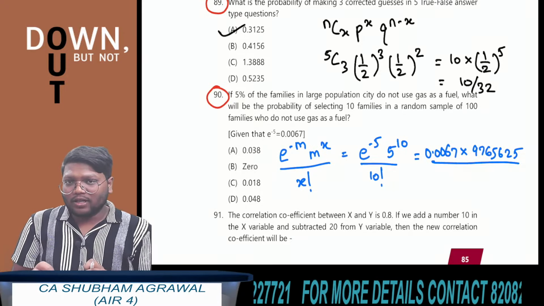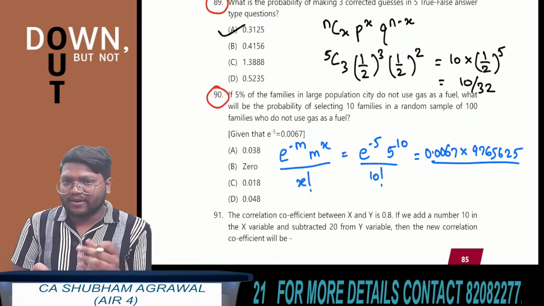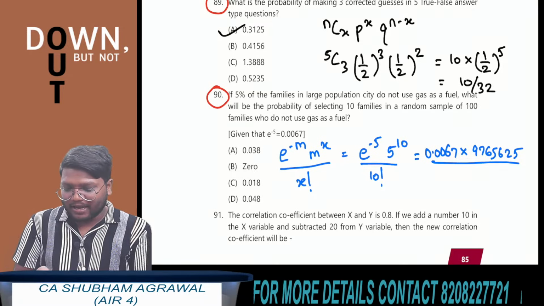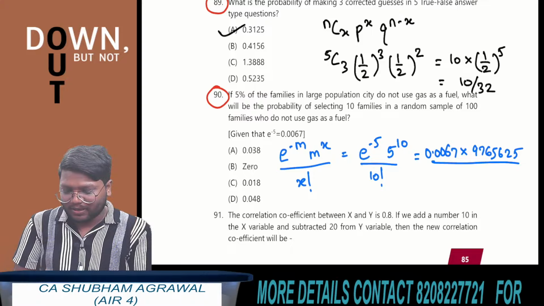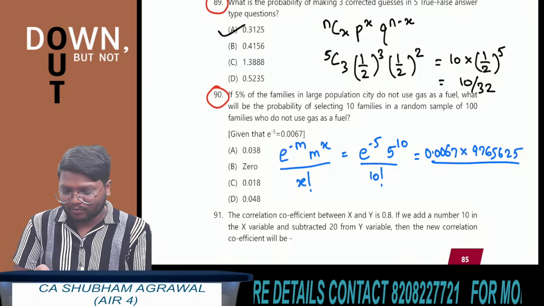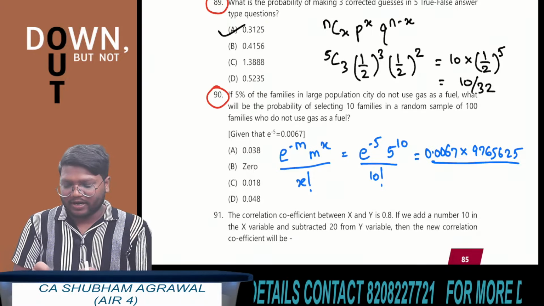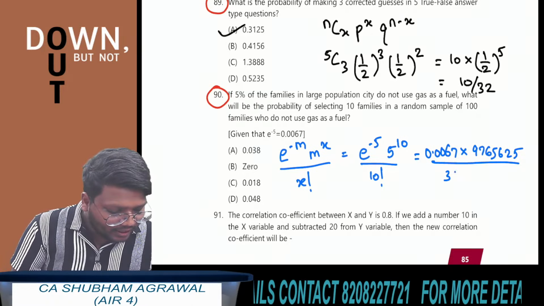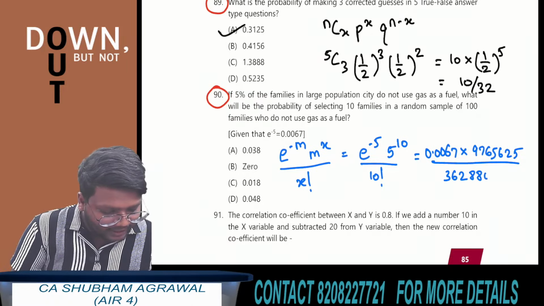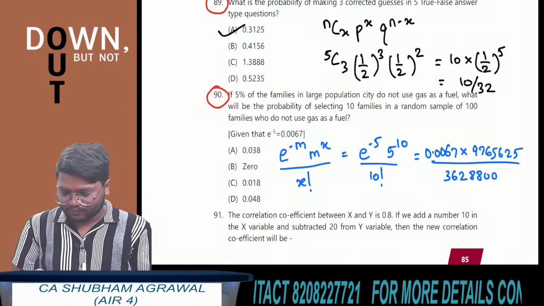How to find 10 factorial? We have to multiply 10 and all the positive integers which are below 10. So 10 multiplied by 9 multiplied by 8 multiplied by 7 multiplied by 6 multiplied by 5 multiplied by 4 multiplied by 3 multiplied by 2 multiplied by 1. What you are getting? 3628800.